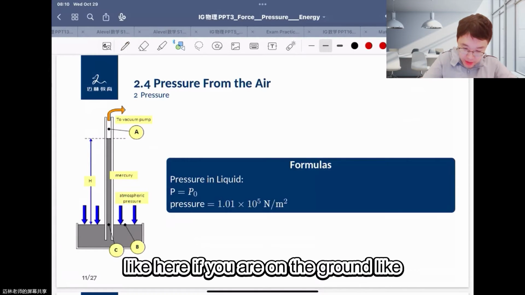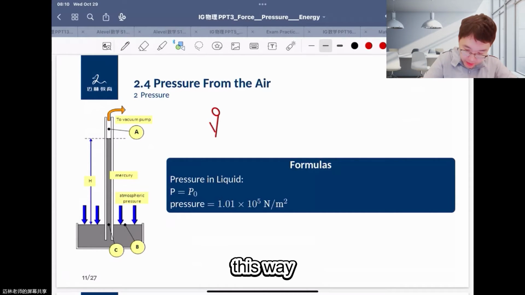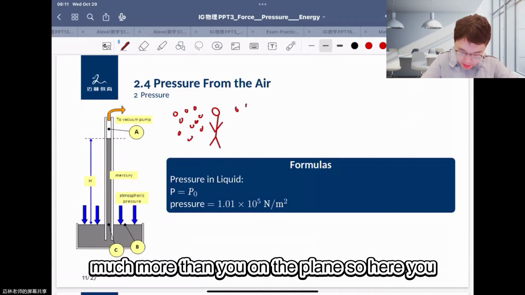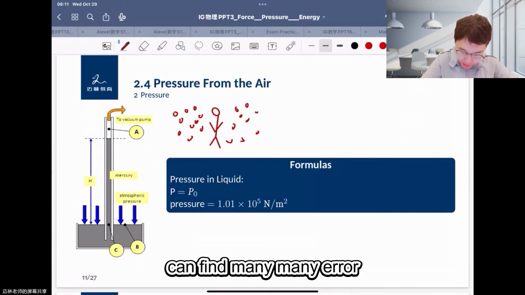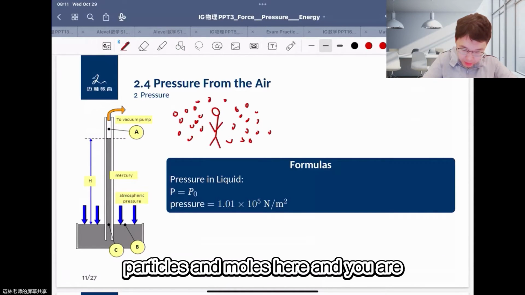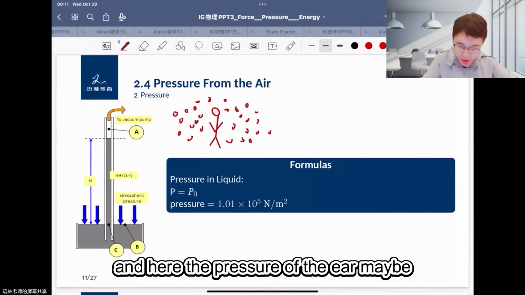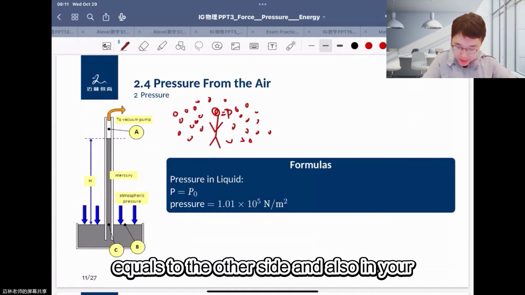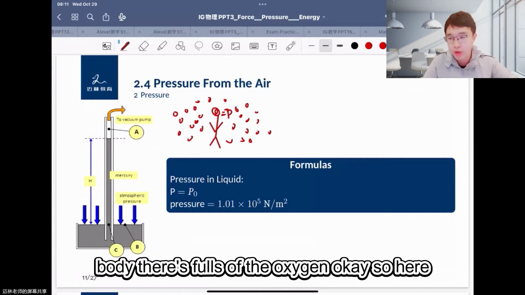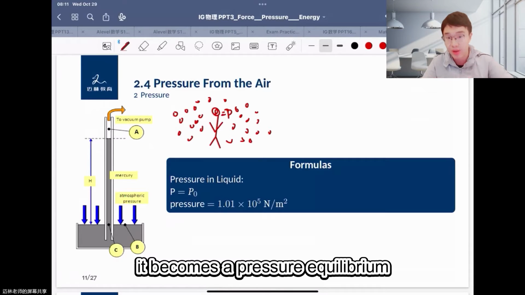If you are on the ground, the air is much more plentiful than on the plane. Here you can find many air particles and molecules, and you are surrounded by them. The pressure of the air outside may equal the pressure inside your body, which is full of oxygen. So here it becomes a pressure equilibrium.